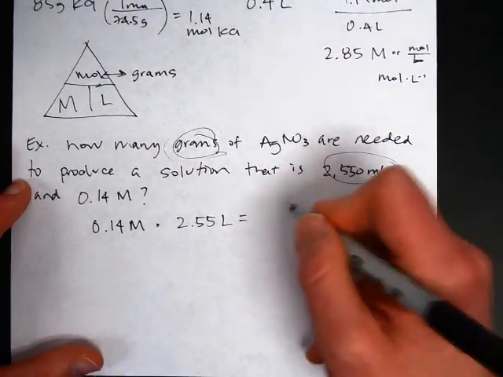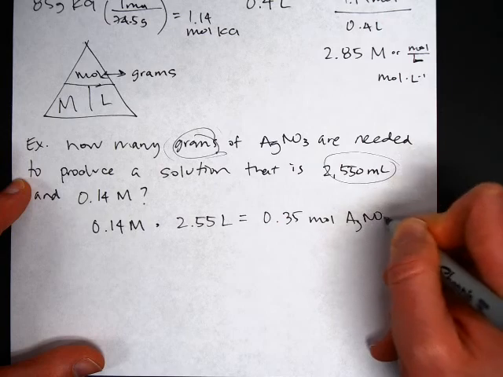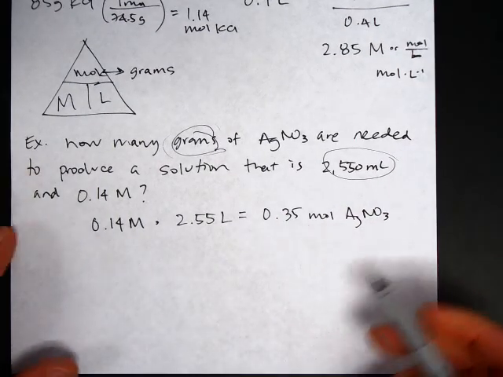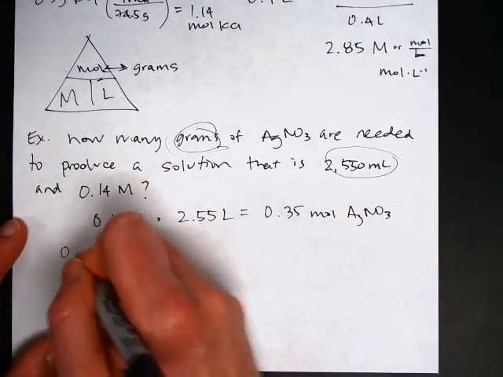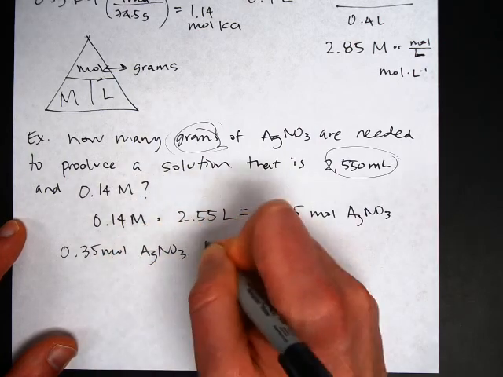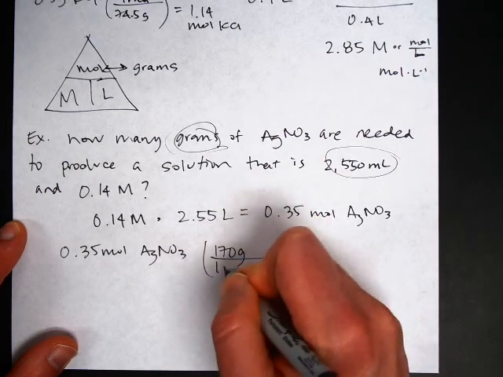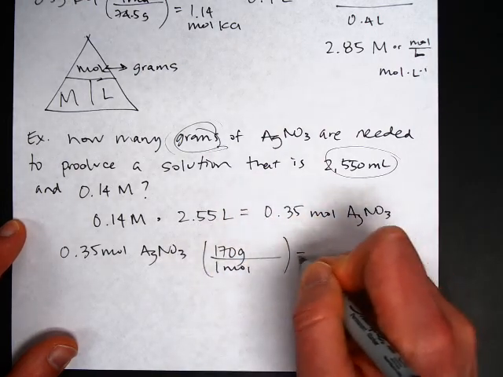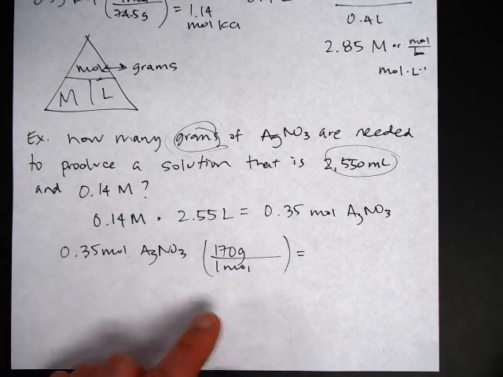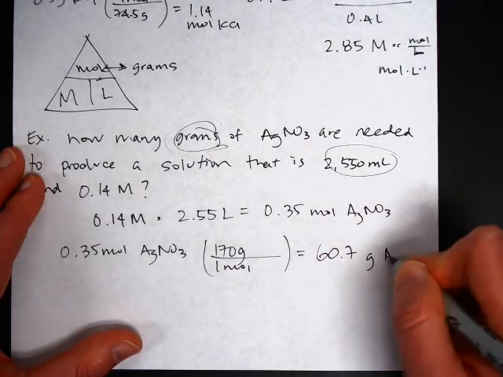If you multiply them together, you get 0.35 moles of silver nitrate, which is great, but I want my answer in grams, so then we can convert it to grams using the mole wheel. Just take 0.35 moles of AgNO3 and multiply by the molar mass. If you add these all up, it's 170 grams in 1 mole. And you end up with 60.7 grams of silver nitrate.